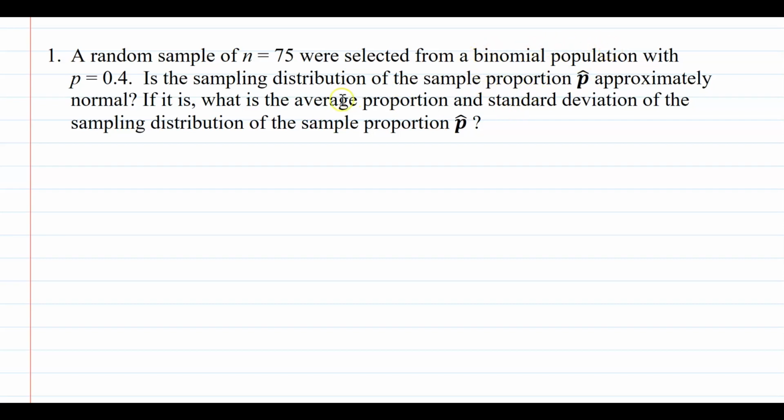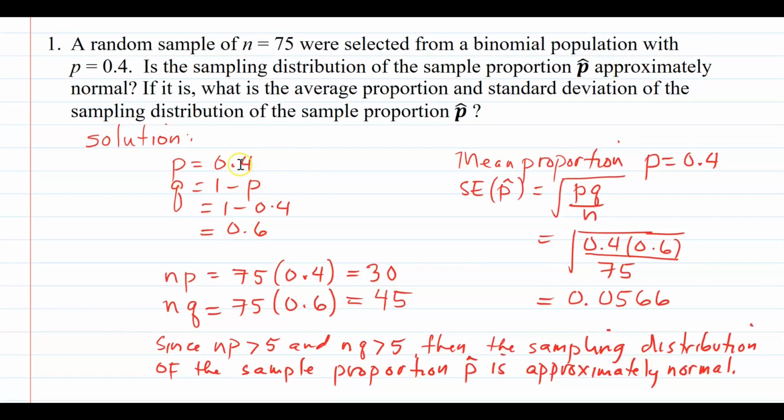All right, now to answer this question whether the sampling distribution of the sample proportion p hat is approximately normal or not, we need to calculate our np and nq. From the given information, our p is 0.4, so we can solve for q, and our q is equal to 1 minus p, so 1 minus 0.4 will give us 0.6, so q is equal to 0.6. Now we can calculate our np, and np is equal to 75 times 0.4, and this gives us 30. And nq is equal to 75 times 0.6, and this gives us 45.